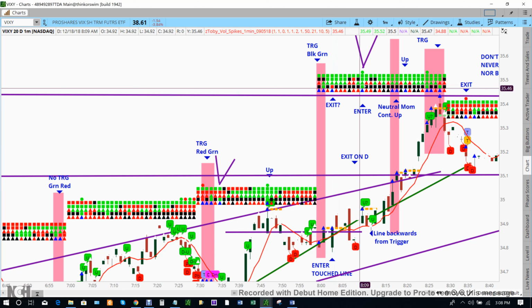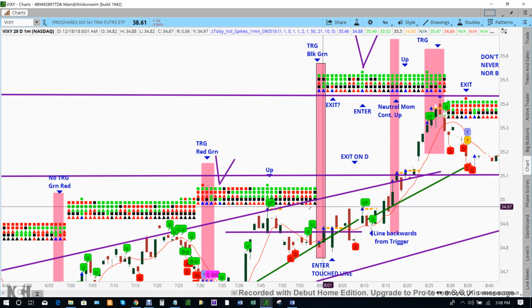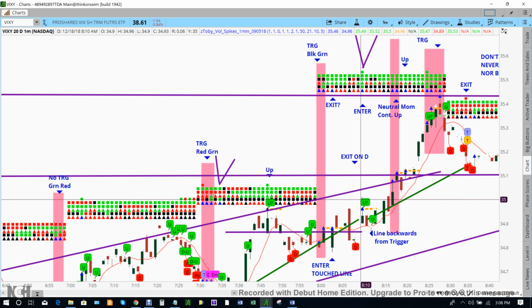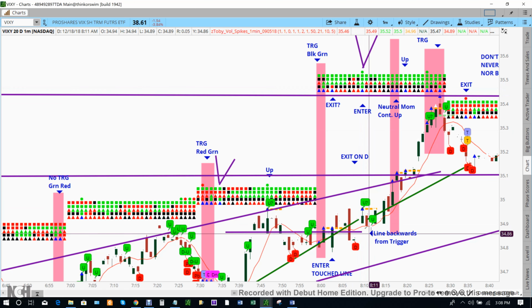We could have, and here is a blue triangle with a green, and it's above the trigger line, so that's a good enter point right there. So we would enter the next candle, which would be that one, and that starts our second green candle.